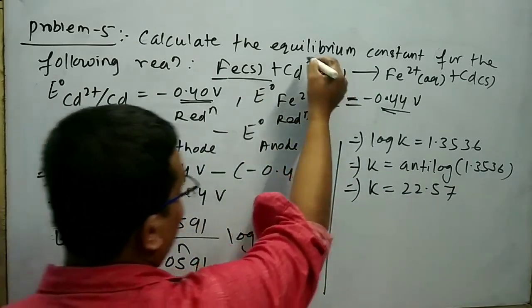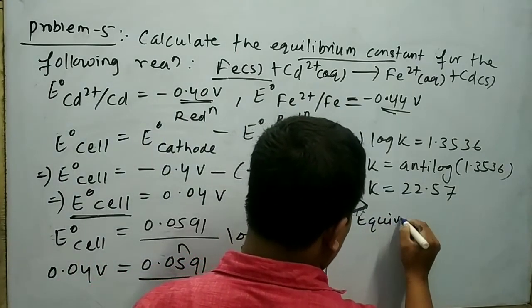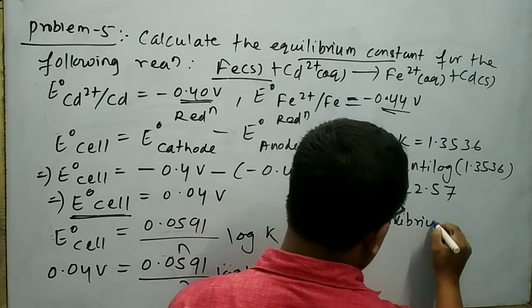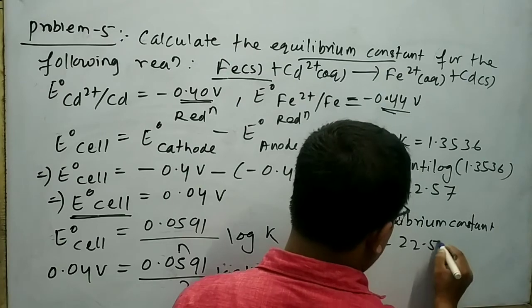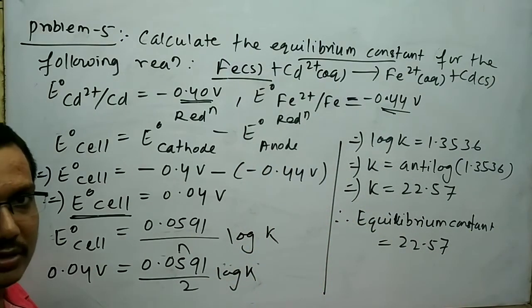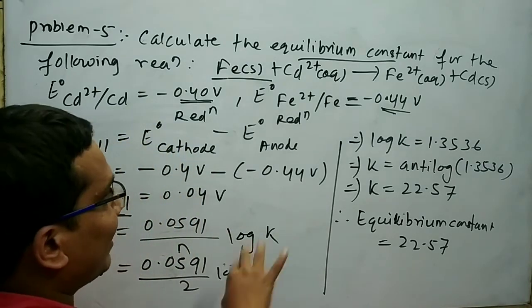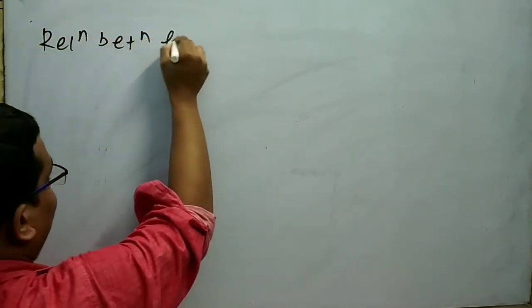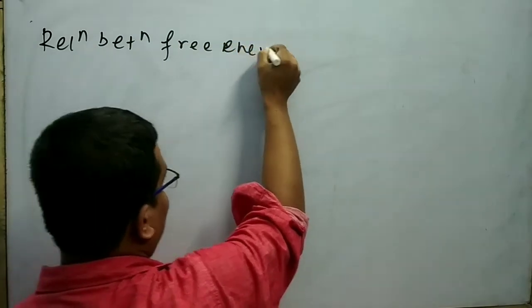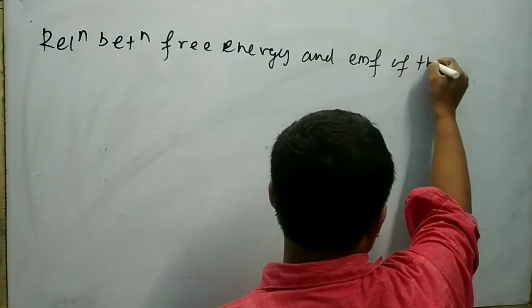Our question is to find out the equilibrium constant. So I can write equilibrium constant equal to 22.57. This is all about the Nernst equation, its application and some problems related to the Nernst equation. Next I will explain the relation between free energy and EMF of the cell.